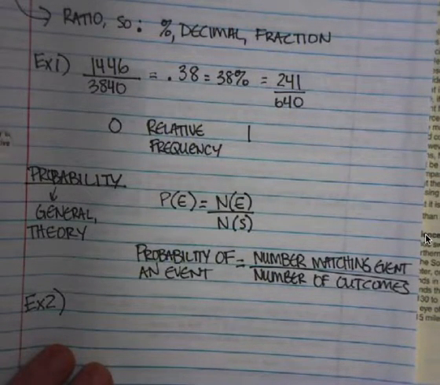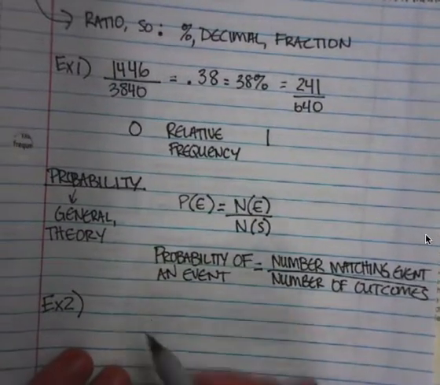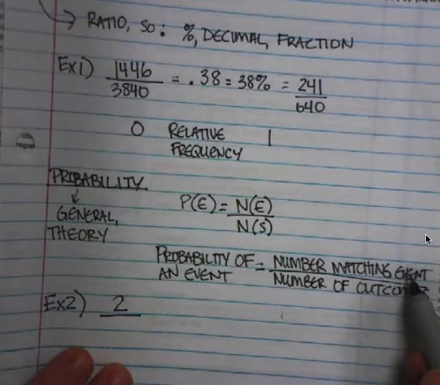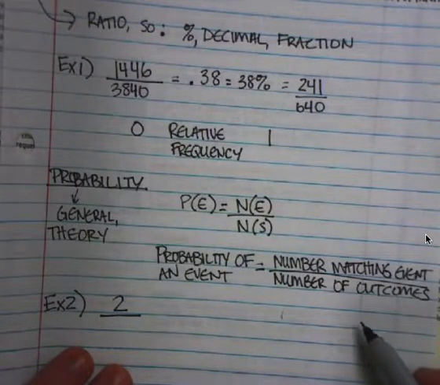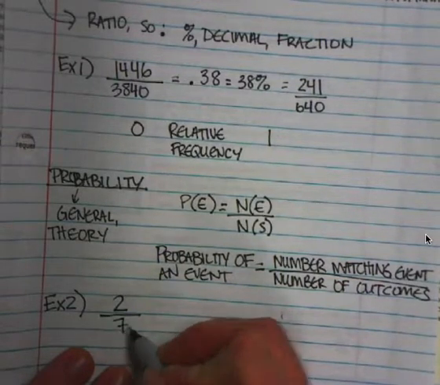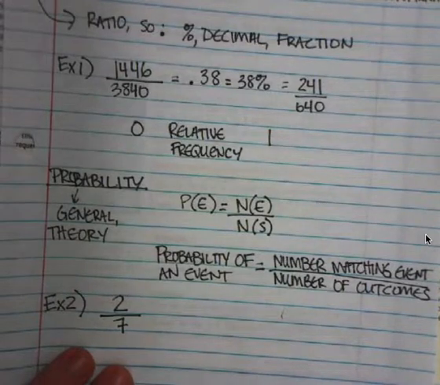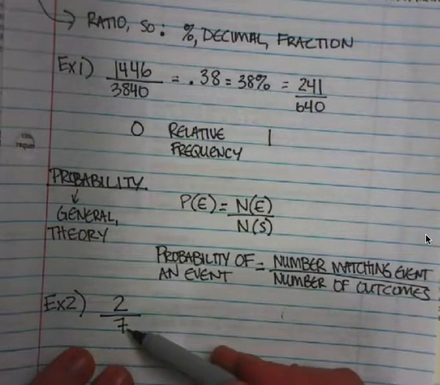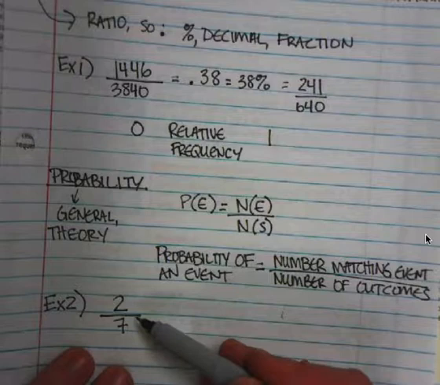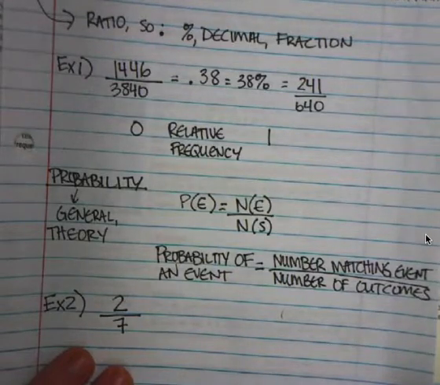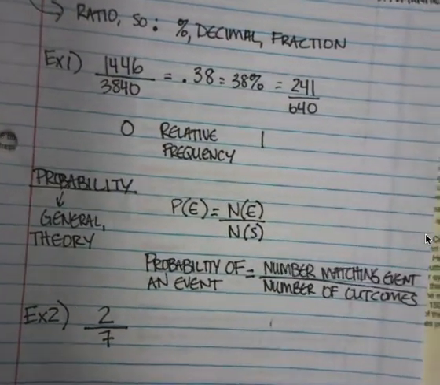Well, how many days are Saturday or Sunday? 2. So that's the number matching my event that I'm interested in. How many outcomes are there? Well, the hurricane could come on 7 possible different days, Sunday through Saturday, okay? So here's my probability that the hurricane is going to occur on Saturday or Sunday, assuming that it's equally likely that they happen any day of the week. Again, we could write this as a decimal or a percent.